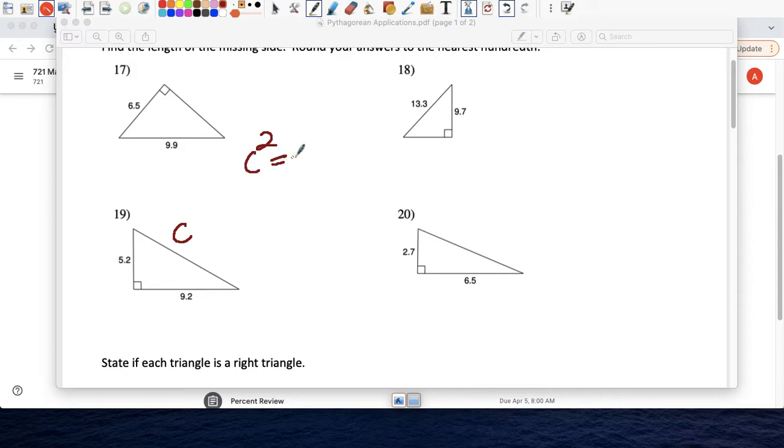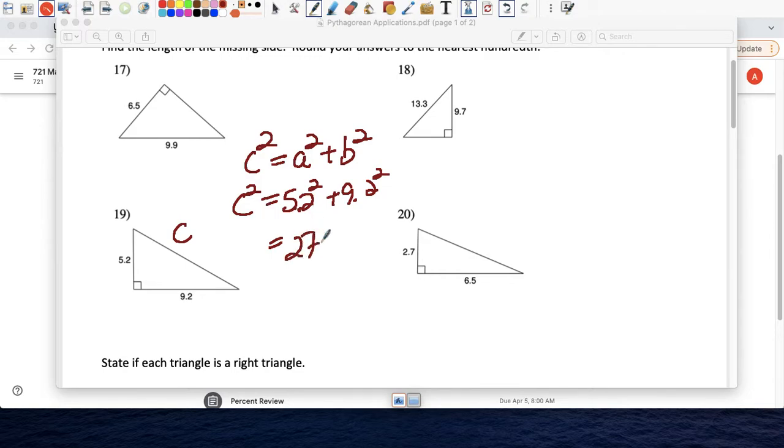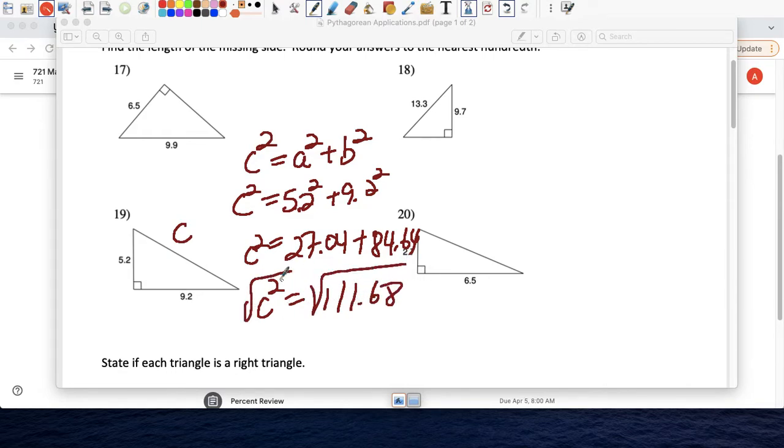Okay. This one we actually need the hypotenuse, C. So C squared equals A squared plus B squared. C squared equals 5.2 to the second power plus 9.2 to the second power. Good. 5.2 to the second power is 27.04. 9.2 to the second power equals 84.64. Add those two up. 84.64 plus 27.04 equals 111.68. Take the square root of both sides. And the square root of 111.68 is approximately plus or minus 3.41 or just 3.42, and the positive value is what we care for.